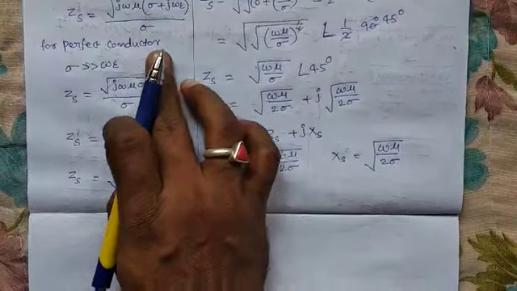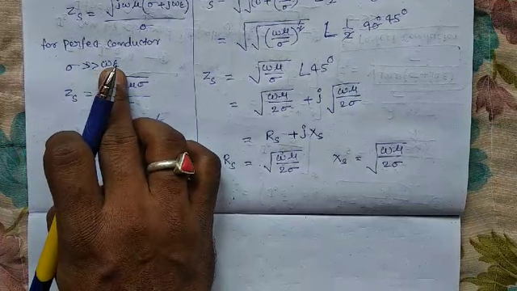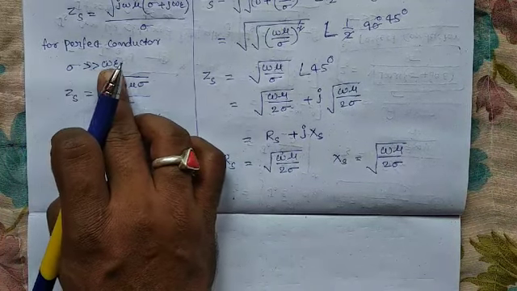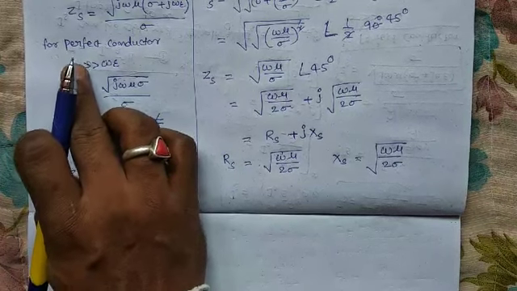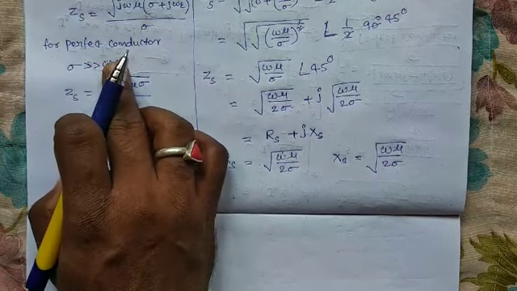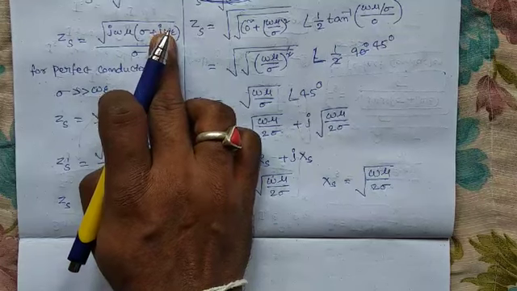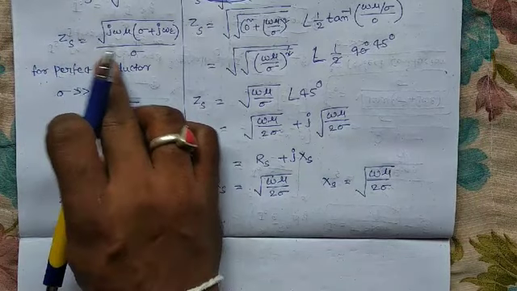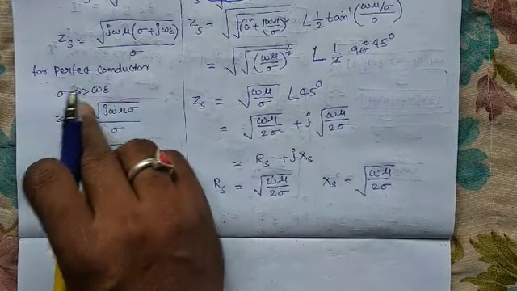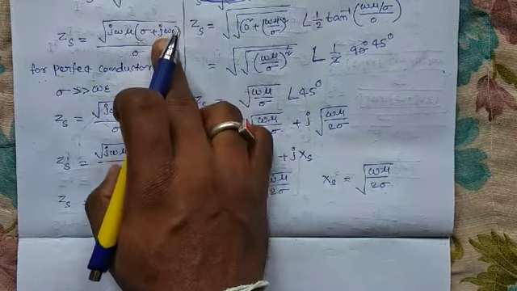For perfect conductors, the loss tangent is very much greater than 1, which means sigma by omega epsilon is much greater than 1, that is, sigma is very much greater than omega epsilon. The conductivity of the conductor is greater than omega epsilon, so we are neglecting this term in this equation.